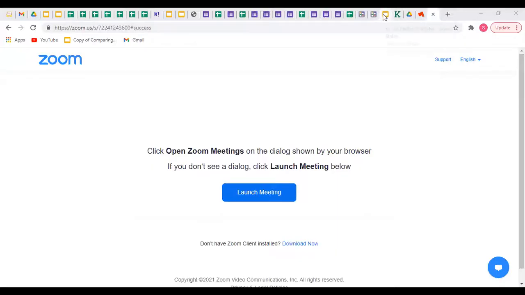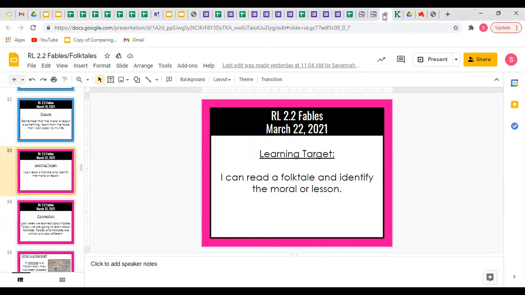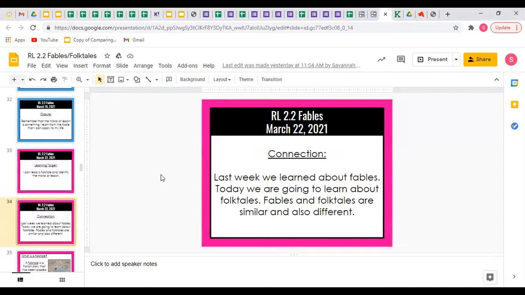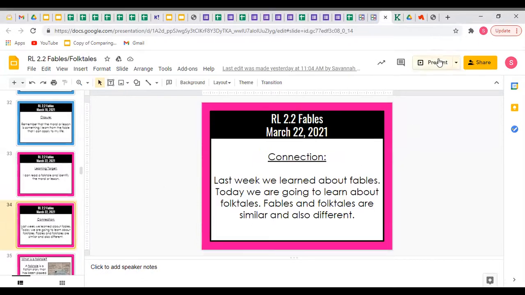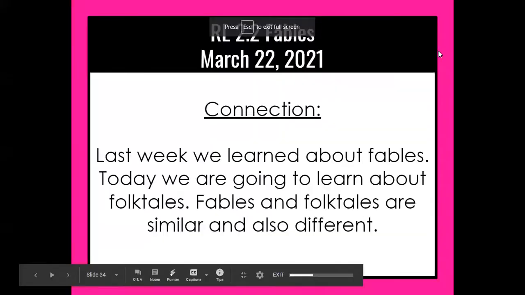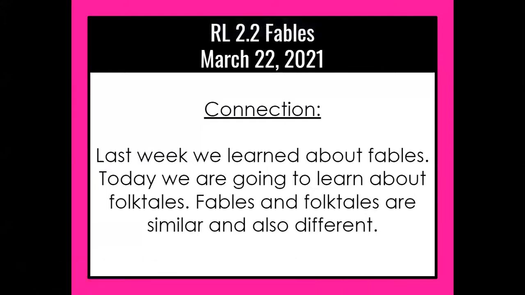All right, today we are starting our learning fables. Our learning target today is I can read a folk tale and identify the moral or lesson. Last week we learned about fables. Today we are going to learn about folk tales. Fables and folk tales are similar and also different.